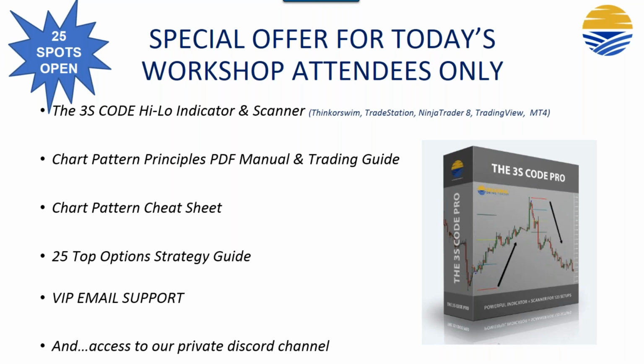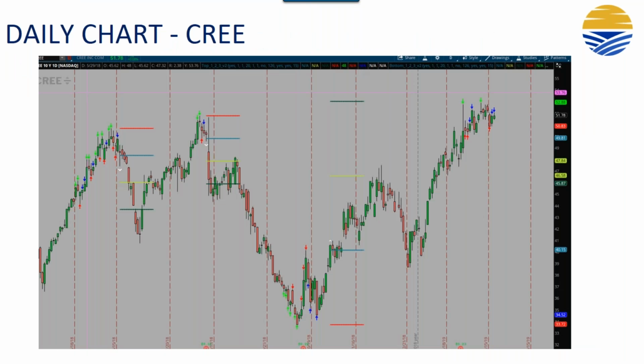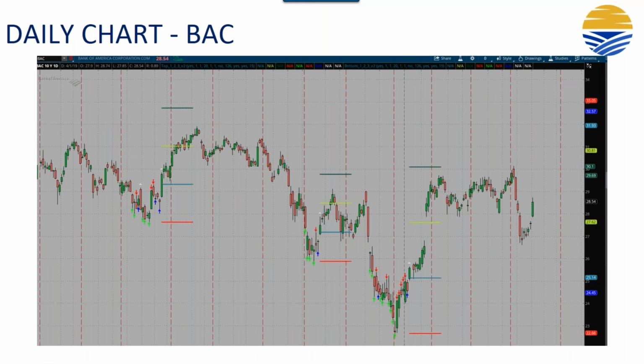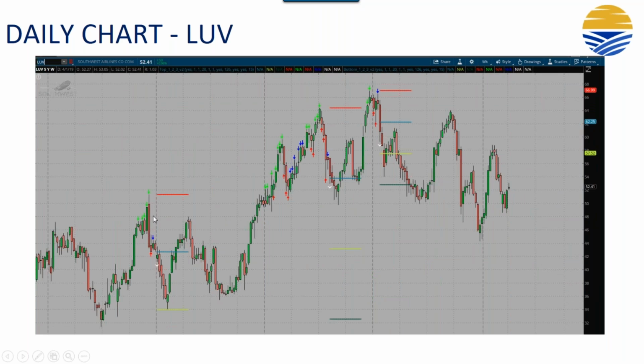Now, what the heck is the 3S code high-low indicator and scanner? Great question. Let me refresh your memory. This is the 3S code on your chart. This is a chart of Thinkorswim. Here's a daily chart of CREE. There's your short, there's your short, there's your long. Daily chart of Bank of America, long, long, long. Daily chart of Love, LUV, Southwest. There's a short, hits TP1 to the tick. Here's a short, whoops, that's a bad trade. We get stopped out. We get another chance to short up here.